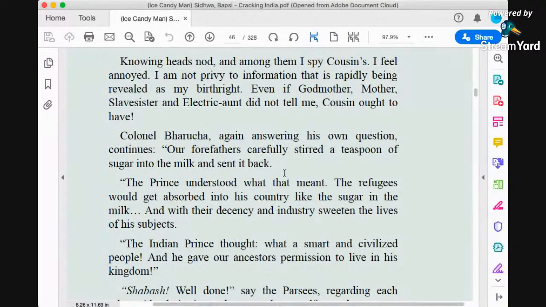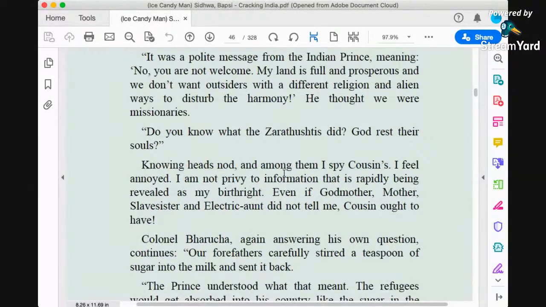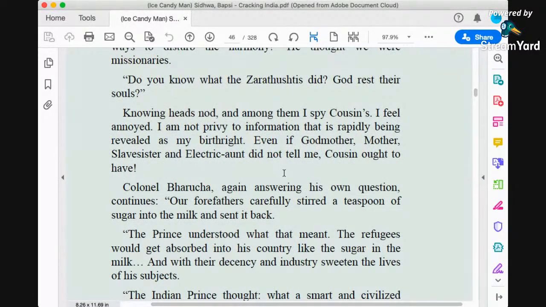If you go a little bit up the page and a little bit down the page, you will be shown the incident of the time when the Parsi people had migrated from Iran, which was called Persia at that time, and had migrated to various parts of the world. But the Parsis who came to India wanted to cross the border and enter India, and they had a plan to settle there. But the king of India at that time didn't allow them.